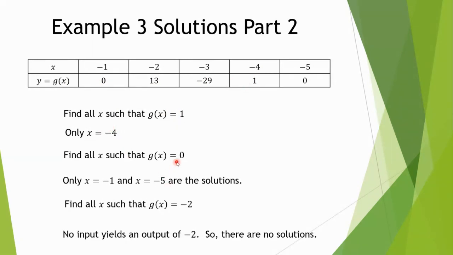Okay, what about this one? Find all x such that g of x is 0. So here we want all x such that the y value is 0. Oh, here's 0. X is -1. This is 13. So no, not -29. We have 1. Oh, here's 0 again. So we have -5. So when the y is 0, x is -5. So this is saying g of -5 is 0. G of -1 is also 0. So just -1 and -5.